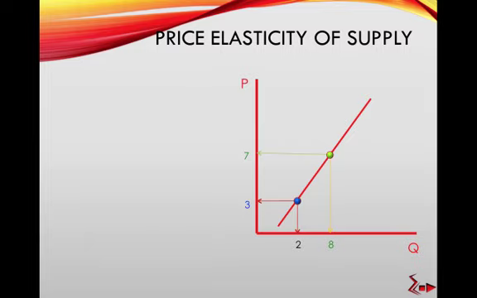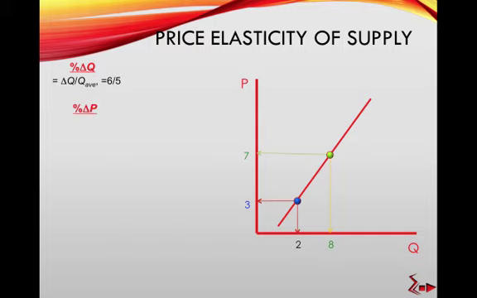Let's do a numerical example. Let's say the price increases from 3 to 7. And as a result, the quantity supplied increases from 2 to 8. Now, we want to measure the price elasticity of supply given these 2 points. The initial point, which is the blue point, and the final point, which is the green point. So we need to calculate the percentage change in quantity, which is the change in quantity, 8 minus 2, divided by the average quantity, which is 8 plus 2 divided by 2, which gives us 5. So we have 6 by 5 as the percentage change in quantity.